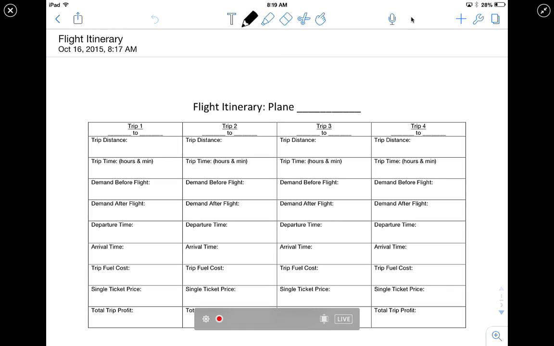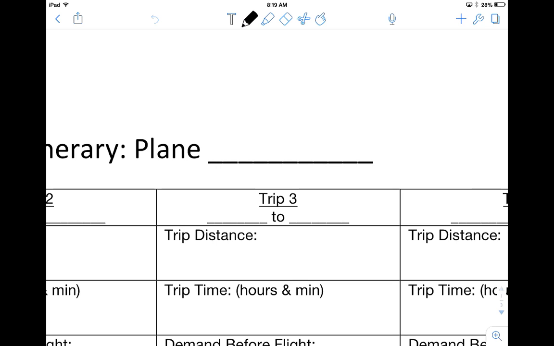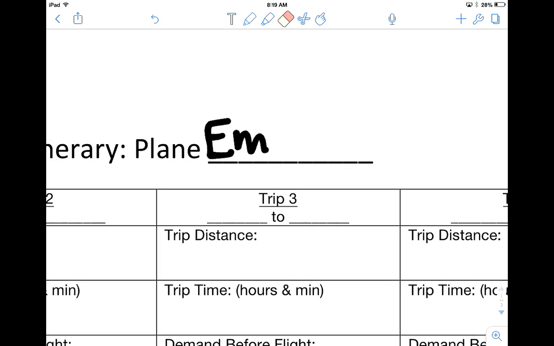Okay, guys. All right, so we're going to do a quick video about how to do a sample flight itinerary. First off, I need to decide what plane this is going to be. I'm just going to say this is going to be the Embraer. Sorry, I'm going to make that a little bit smaller. Okay, so this is the Embraer.